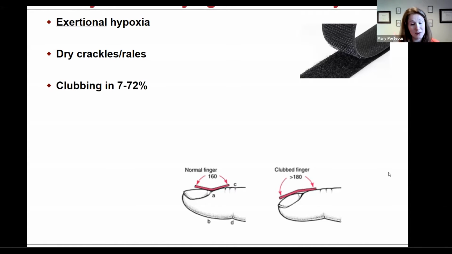Clubbing can happen anywhere between 7 and 72%, so look at their nail beds. Instead of the normal angle between the nail bed and the finger, it's more of a 180 degrees, flattened. Again, it's not specific, it's just telling you that there is potentially some hypoxic mechanism. The mechanism for clubbing is not fully understood, but probably involves increased capillary growth and VEGF, which we can talk about another time.